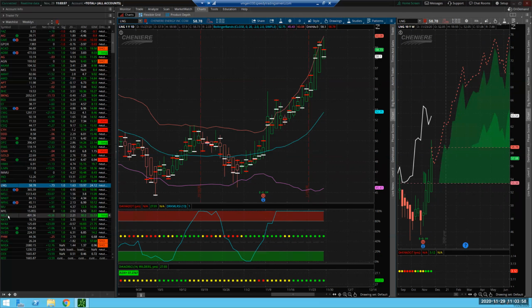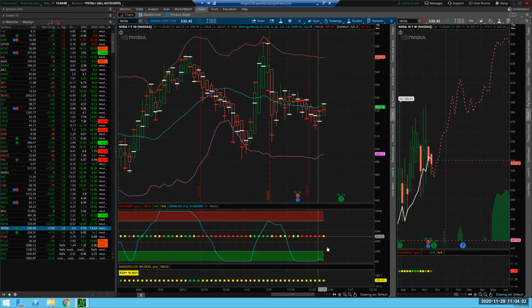Okay, and then again, we've talked about Netflix, NVIDIA, just waiting on that trigger long. That's what we do. We wait for the green dot, the Laguerre heading higher. We know we're going to get another great entry here on NVIDIA.